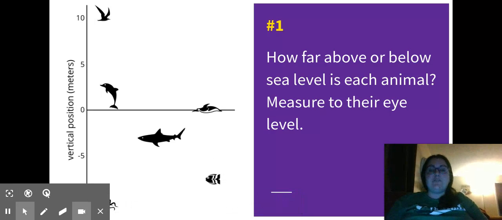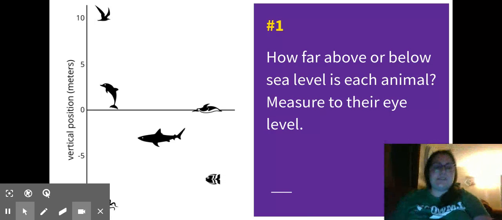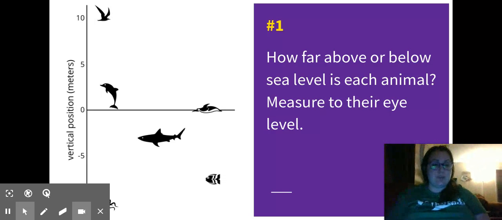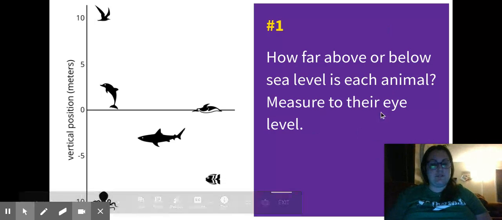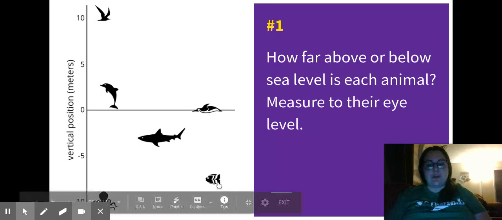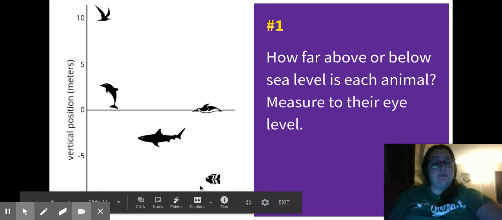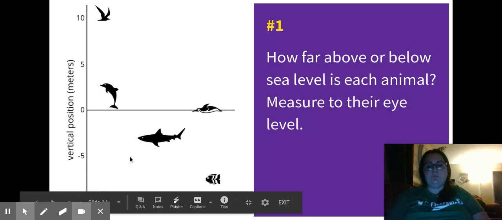Okay? So for the first question, you are just going to simply record down in your workbook how far above or below each sea animal it is. Measure to their eye level. So you can see the little white dot on each animal. That is eye level. So some of these you may have to estimate for, but that's okay.